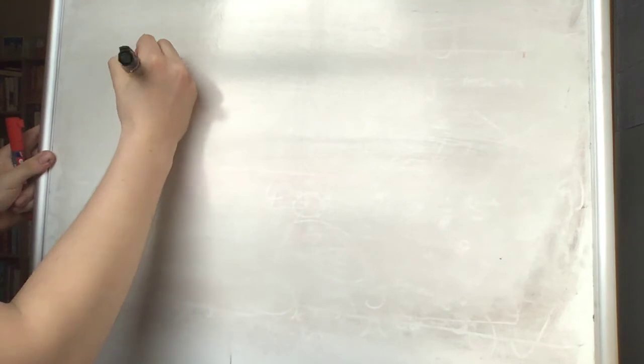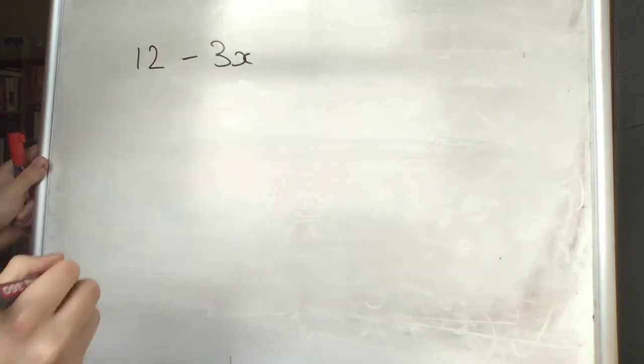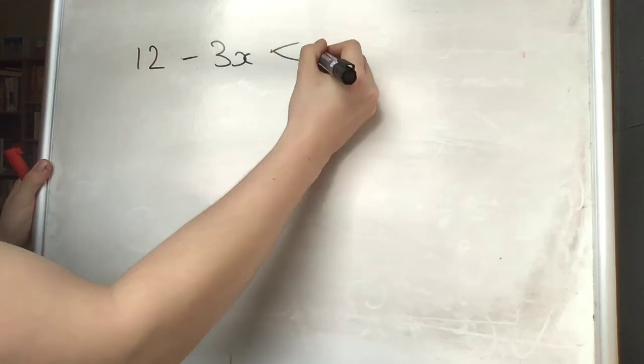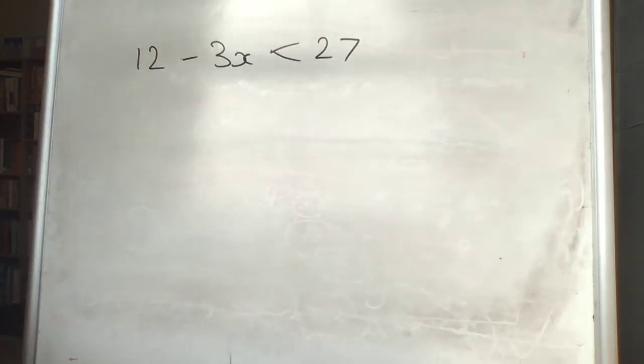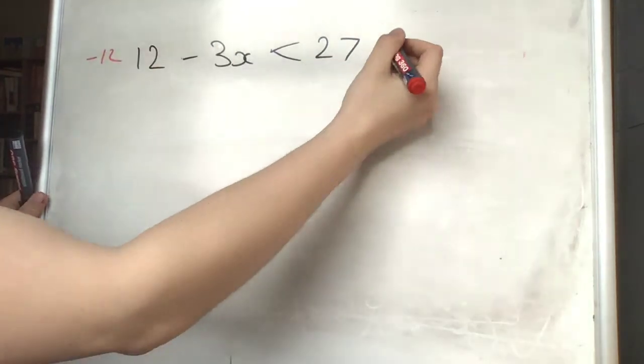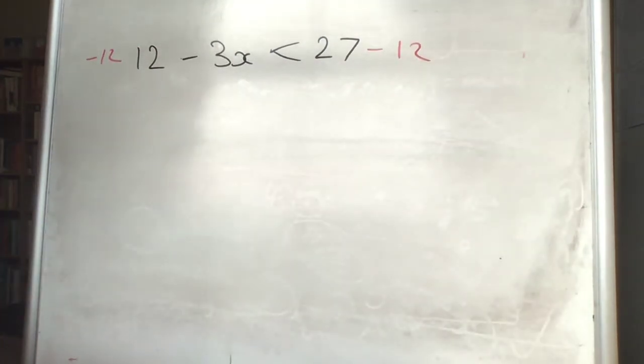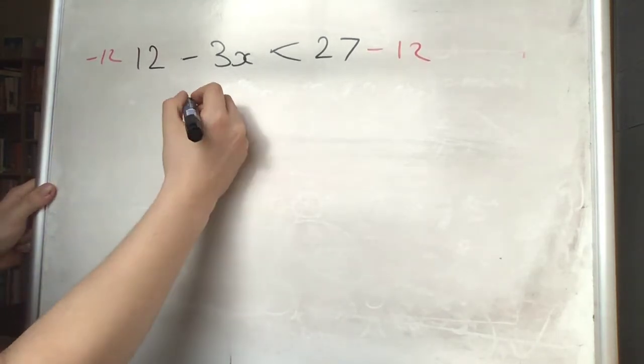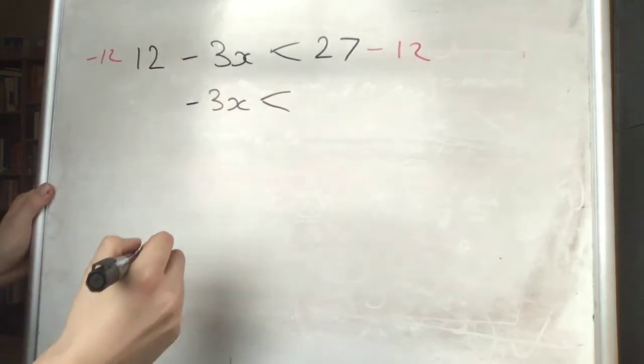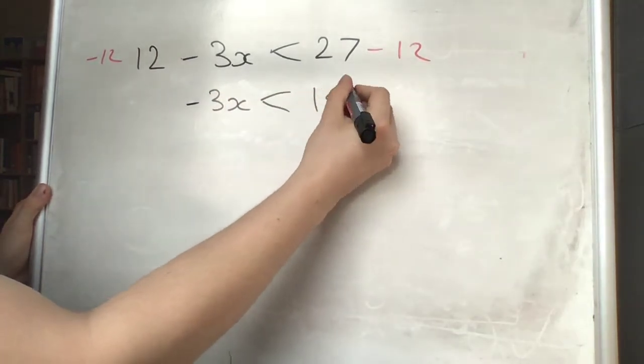Let's look at a second example. We want to find the set of values for x for which 12 minus 3x is less than 27. I'd pause the video now and give it a go yourself, and once you're ready, continue watching. The first thing we're going to do is subtract 12 from both sides. If we subtract 12, it's going to give us negative 3x is less than 15.